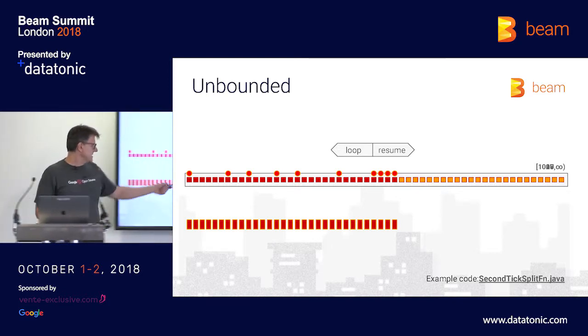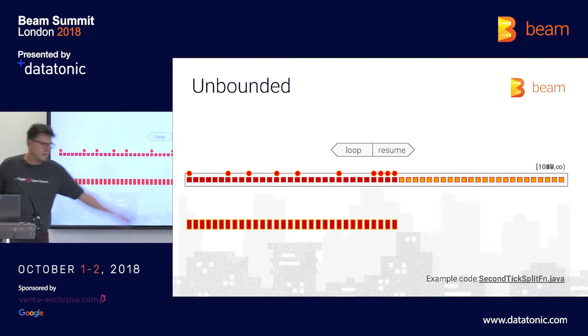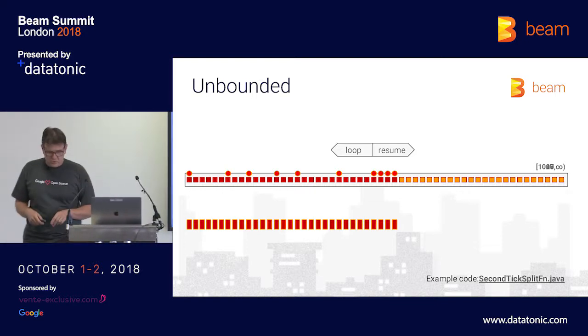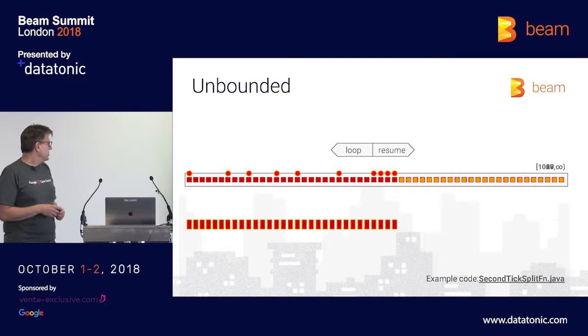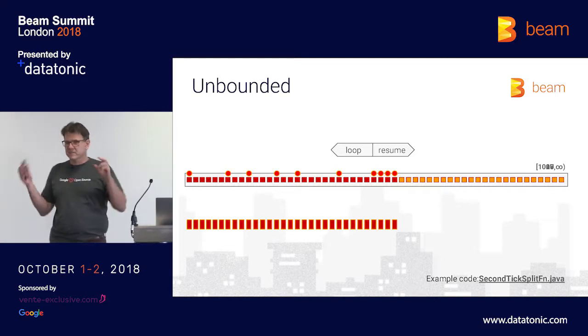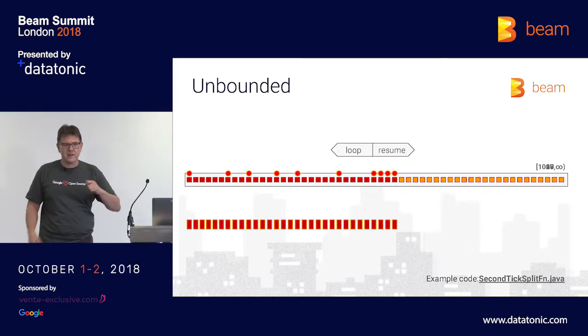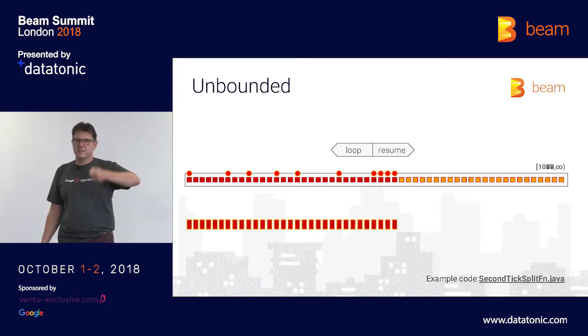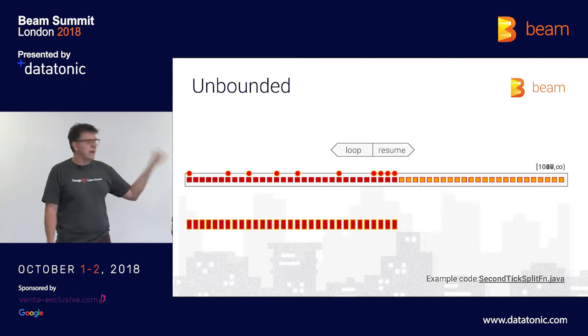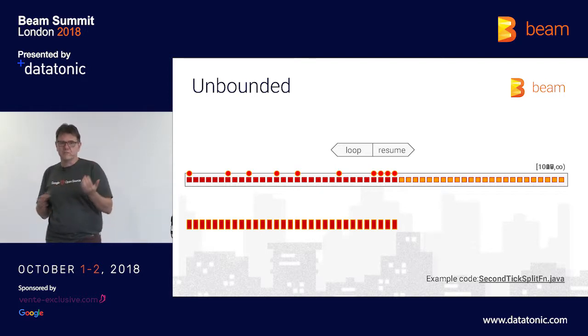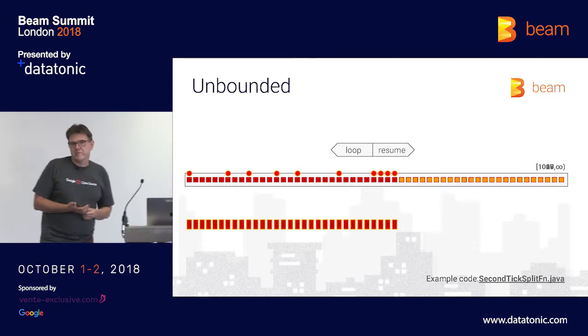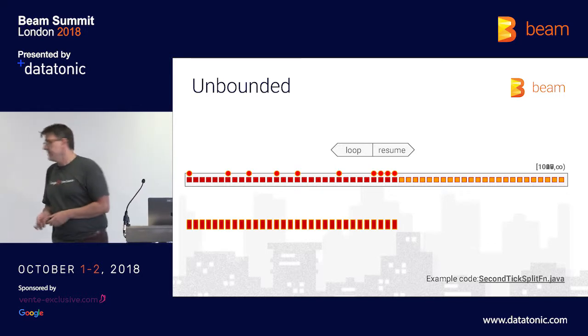I have a nice example with that link, and if I have some time, I'm going to show you. It's a second tick. There's something in the Beam SDK where every second there is a tick or something. I've rewritten that in a few lines of code in a splittable DoFn with that flow control.